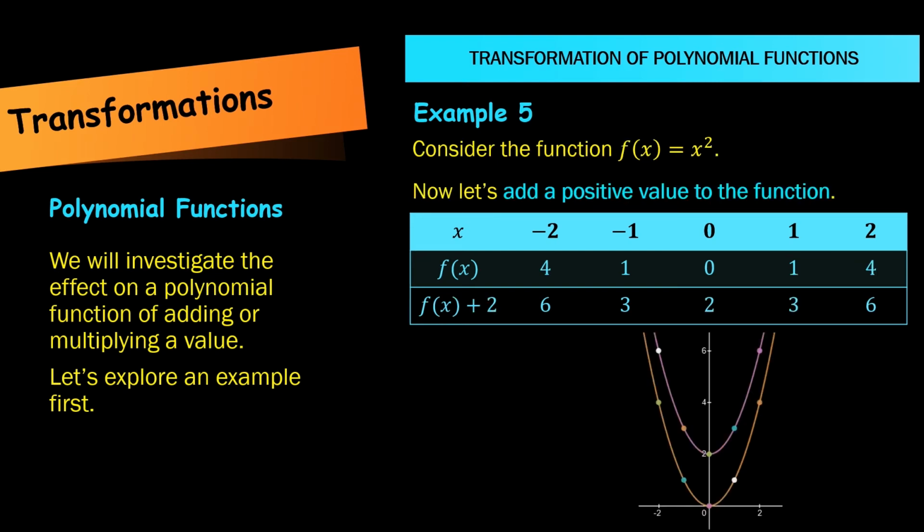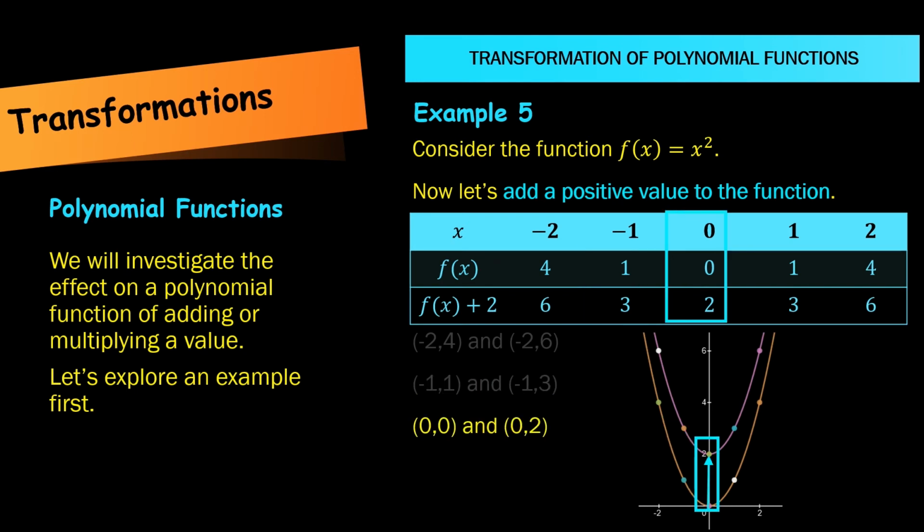Now let's see what happens when we add a positive value to the function. f of x plus 2 values have been given in the table. So when x is minus 2, y goes from 4 to 6. When x is minus 1, y goes from 1 to 3.